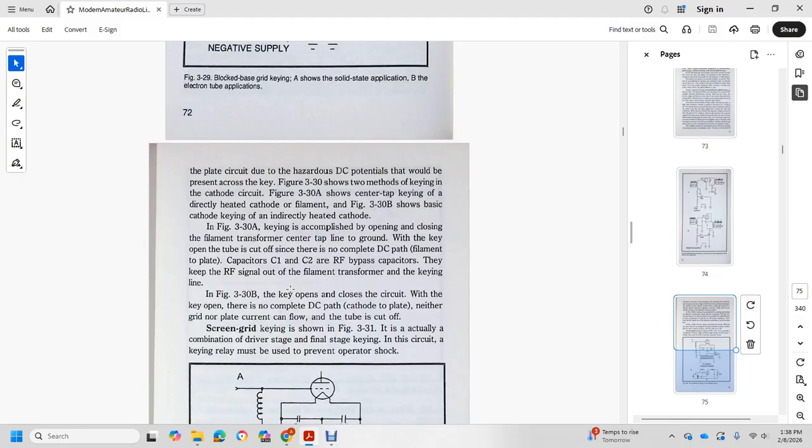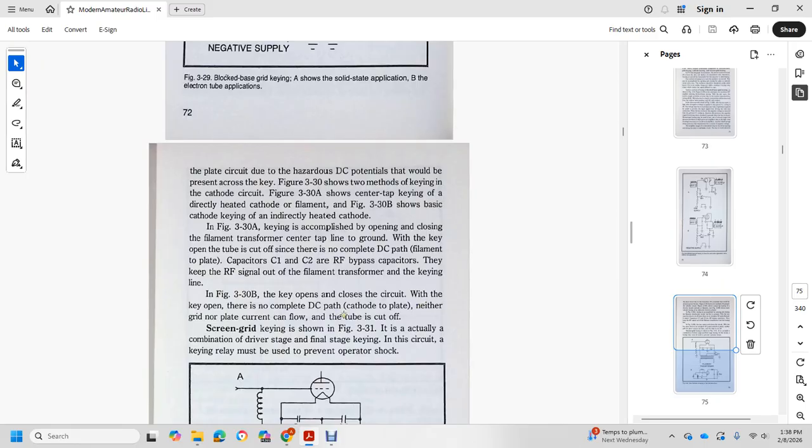Figure 330 shows the two methods of keying in the cathode circuit. Figure 330A shows the center tapping key with the directly heated cathode element, and figure 330B shows the basic cathode key with directly heated cathode. In figure 330A, keying is accomplished by opening and closing the filament transformer center tap line with the key. With the key open, the tube is cut off since there is no complete DC path from filament to plate. Capacitors 1 and 2 are radio frequency bypasses, keeping the radio frequency signal out of the filament transformer and key lining. In figure 330B, the key opens and closes the circuit. With the key open, there is no complete DC path from cathode to plate, so neither grid nor plate current can flow and the tube is cut off.